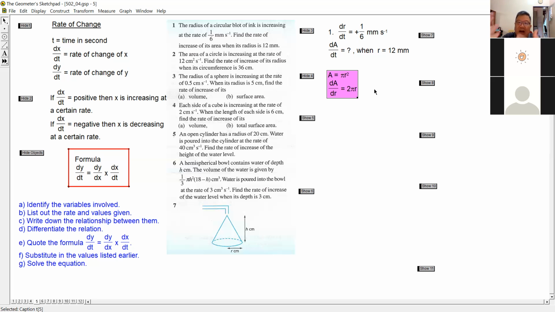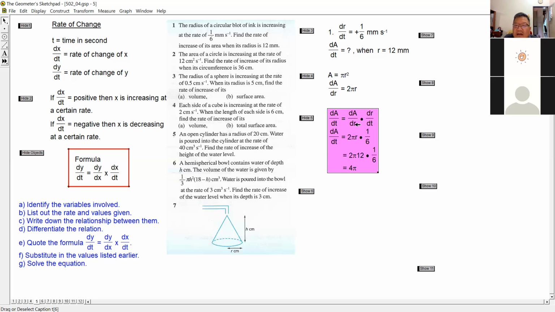Can you see what I'm doing from these steps here? Yes. So what is the next step? After writing the formula and differentiating, dA/dr is 2 pi r. After differentiating, what must you do? Quote the formula. So what is the formula? dA/dt equals dA/dr times dr/dt.